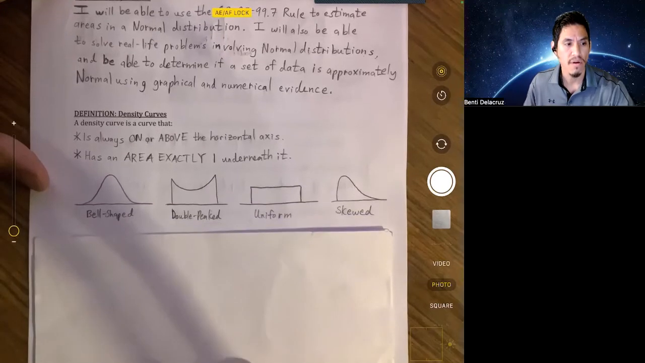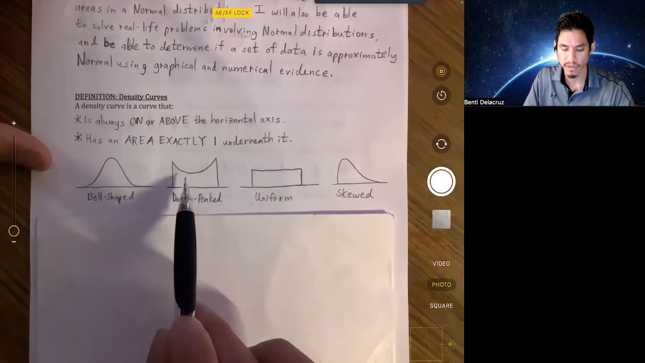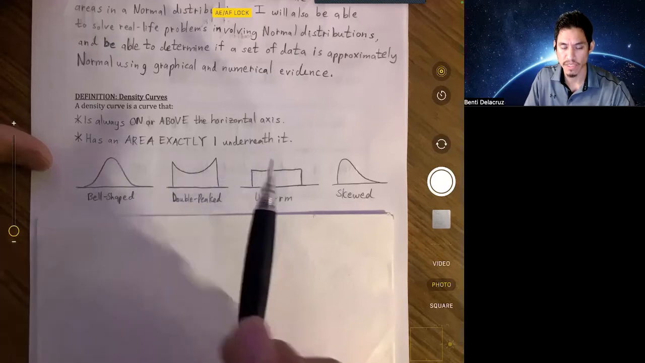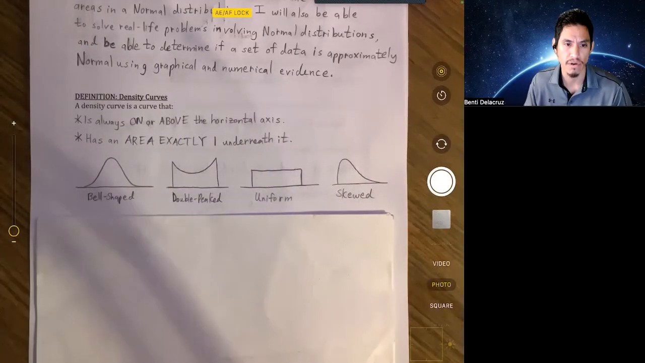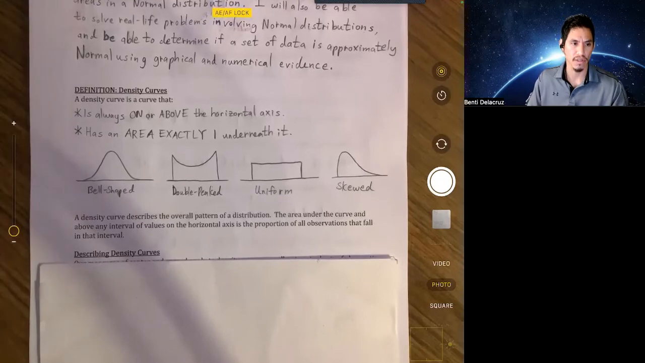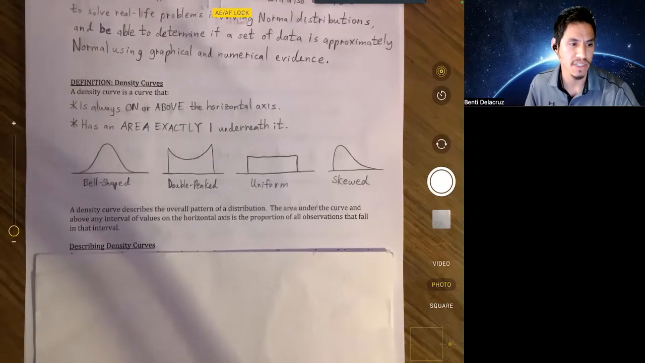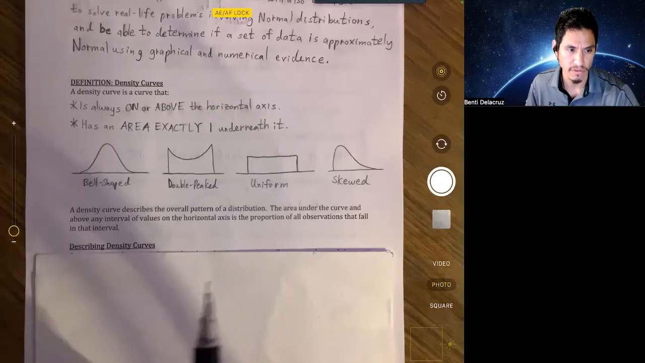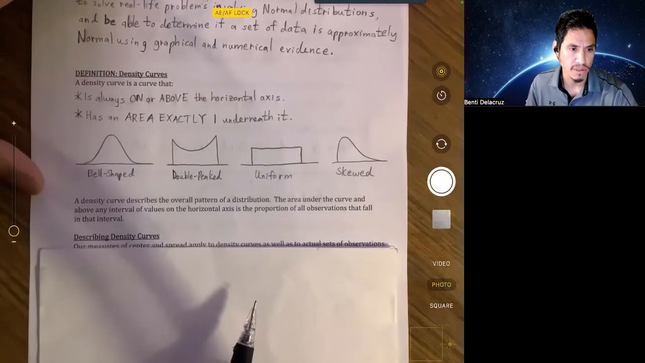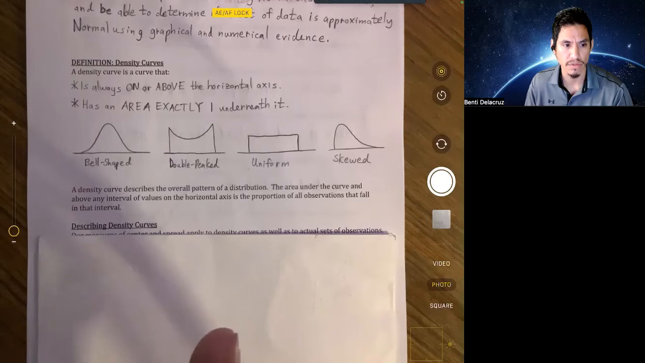So here are some examples. Now, the common one we're going to see and use a lot is going to be bell shaped, but they don't have to be like that. They could be double peaked, maybe something like this, or they could be uniform, or it could be skewed to one side or the other. Now, like we learned in the previous chapter, distribution basically describes the overall pattern of a set of data, and density curves basically describe the overall pattern and distribution. So it's eventually going to be used to calculate probabilities, which you use to answer real life problems. And we look at these probabilities as the proportion of area underneath these curves.